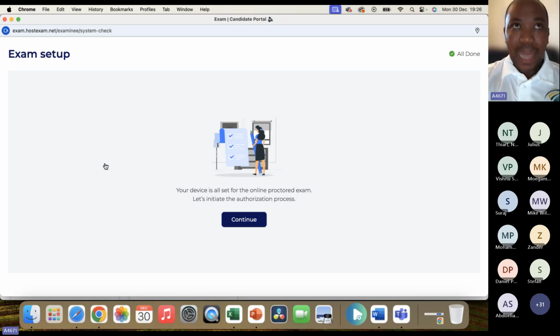So while I was mentioning all of that, the system was doing a final check on my device and internet connections, and it says that your device is all set for the online proctored exam. Let's initiate the authorization process.